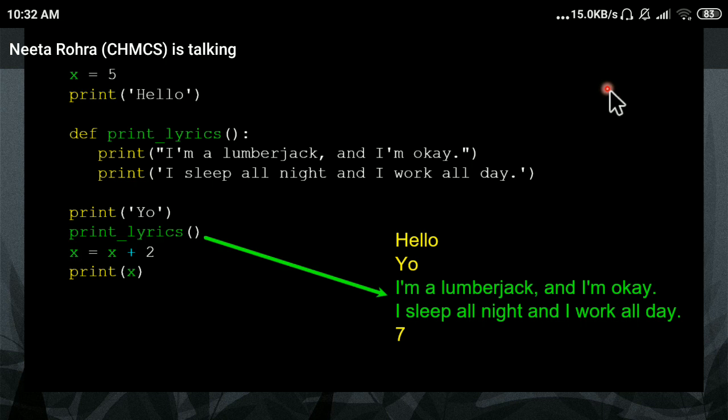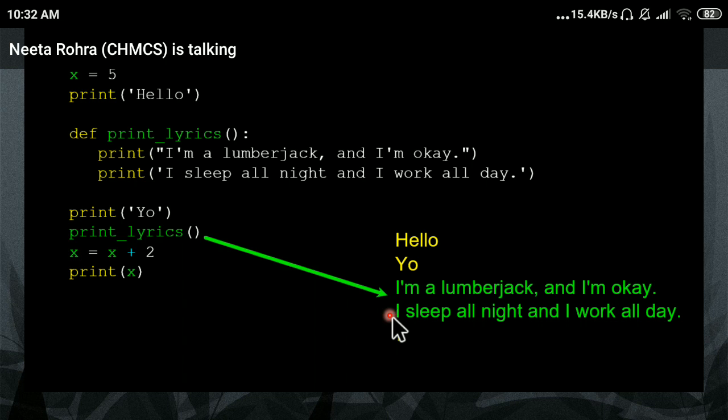Now check, in the same program I have made a modification and inserted one statement called print underscore lyrics function. So I'm giving a call. After this print statement, it gives a call to this print lyrics function, the user defined function, and the output of that is printed over here. Then the control comes back, increments the value of x and prints the value of x. Check, this line has modified your output and the location of the function's print statements.